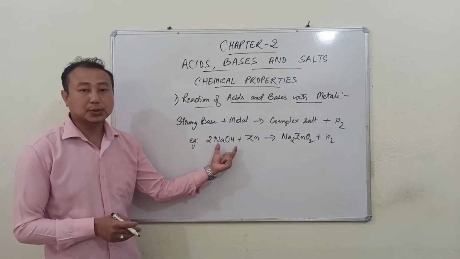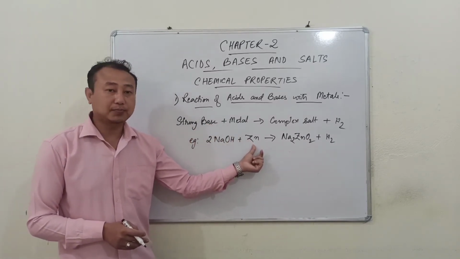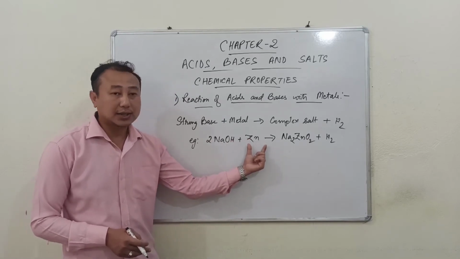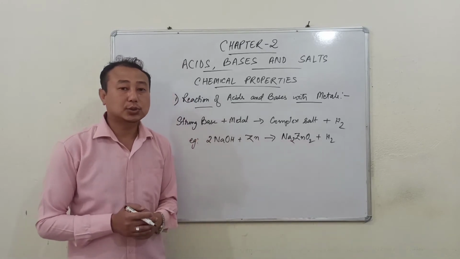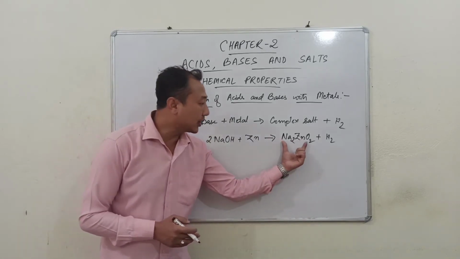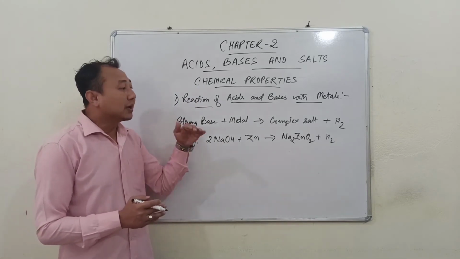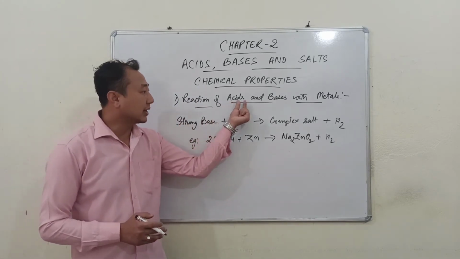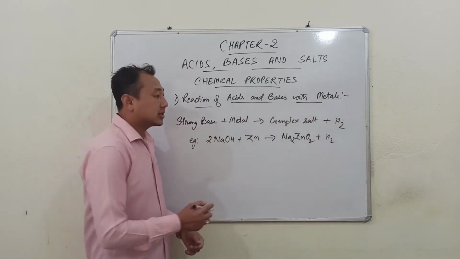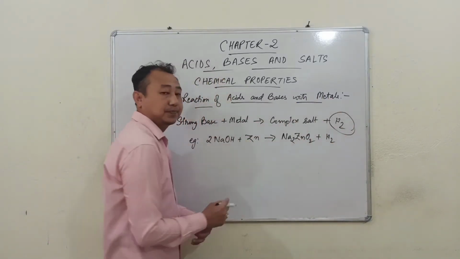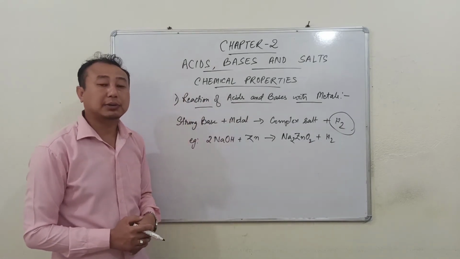Now let us discuss an example. Here, sodium hydroxide is a very strong base and zinc is a reactive metal. When sodium hydroxide and zinc react, they form a complex salt known as sodium zincate. Along with that, hydrogen gas is produced. So one common thing between the reaction of an acid with a metal and the reaction of a base with a metal is that there is a production of hydrogen gas. So this is about the first type of chemical property of acids and bases.